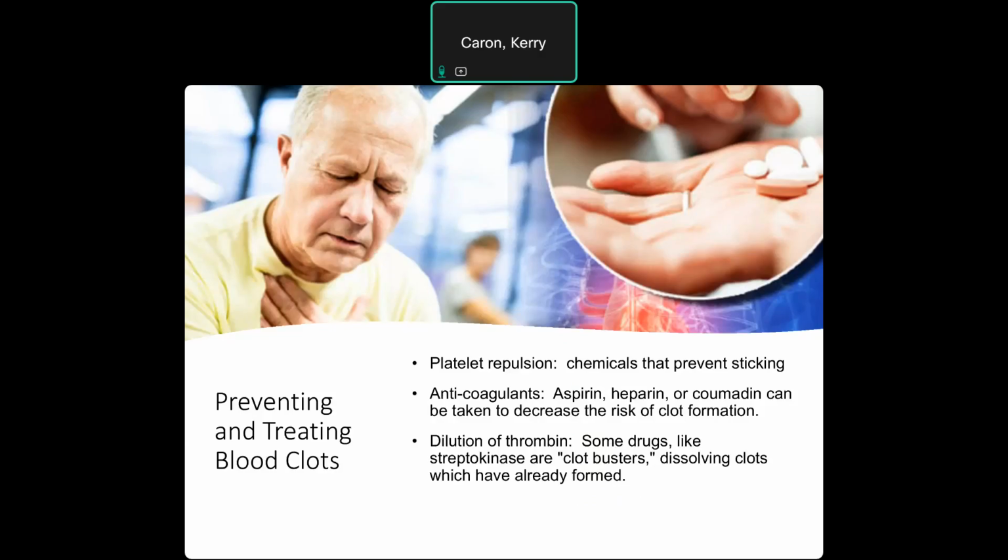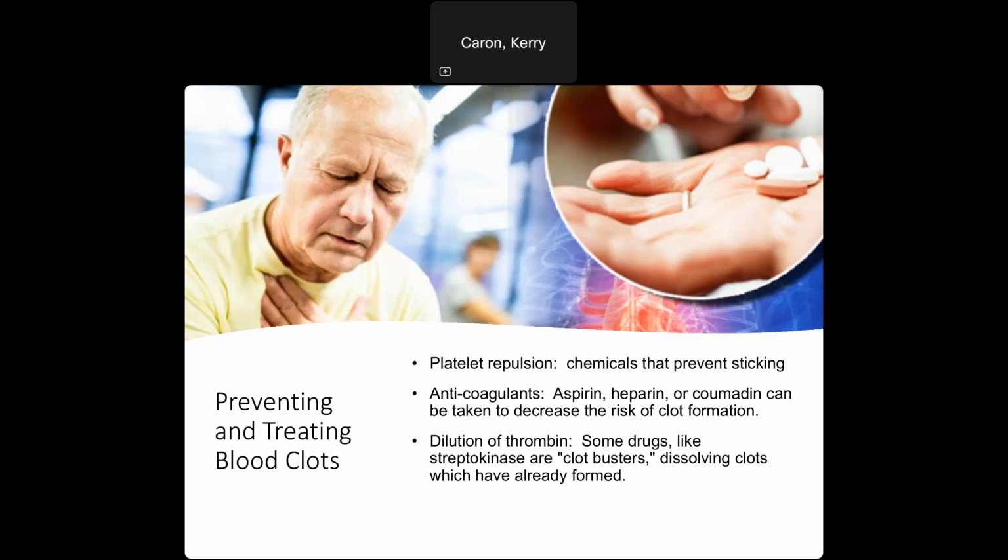So there are ways to prevent and treat blood clots. There are platelet repulsion medications, chemicals that prevent the sticking of platelets. There are anticoagulant medications. Coagulation, remember, means blood clotting. Aspirin, usually people take an 81 milligram or baby aspirin, heparin, Coumadin. Those things, we call them, somebody's on a blood thinner. That just means anticoagulant. That prevents unnecessary clots.